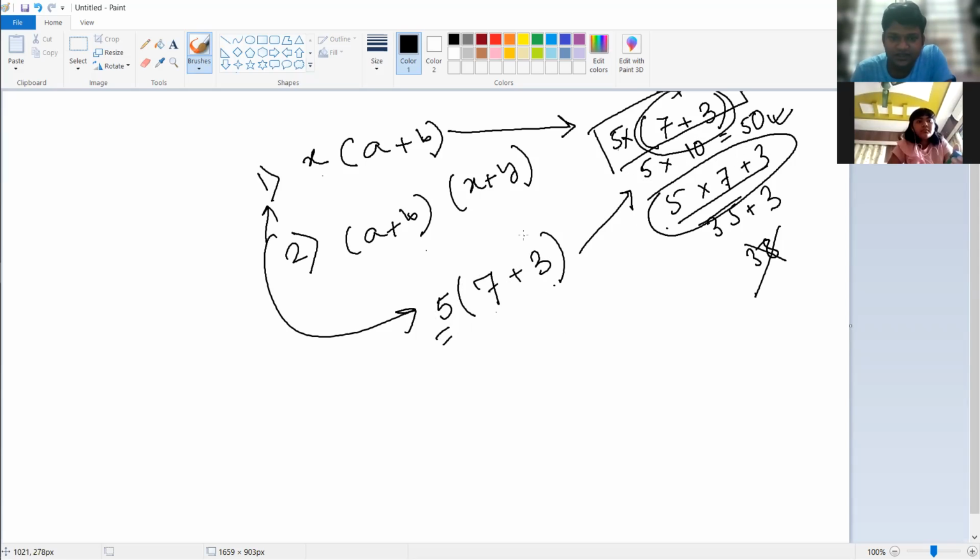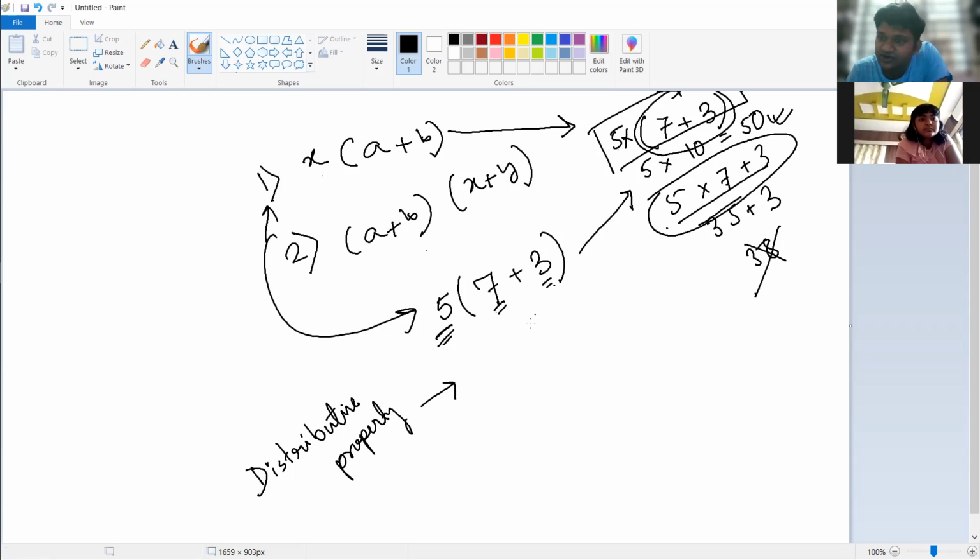But there is another thing that is called the distributive property. Okay, that is, we should distribute this 5 among 7 and 3. So how to distribute it? It means 5 × (7 + 3). I've already told you.